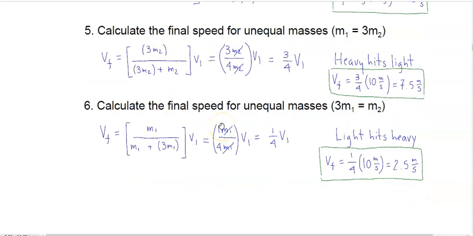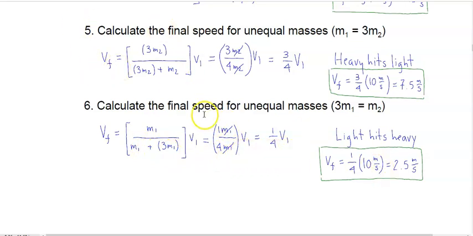Let's take a look at one last example of a 3-to-1 mass ratio. If we have a truck 3 times heavier than a car and it slams into a light car, let's take a look at what the final impact velocity will be. 3m2 over 3m2 plus m2 equals 3/4 of the original speed. If it's the other way around, and a light car 3 times lighter than, say, the truck hits into the back of it, m1 over m1 plus 3m1 equals 1/4 of the original speed.